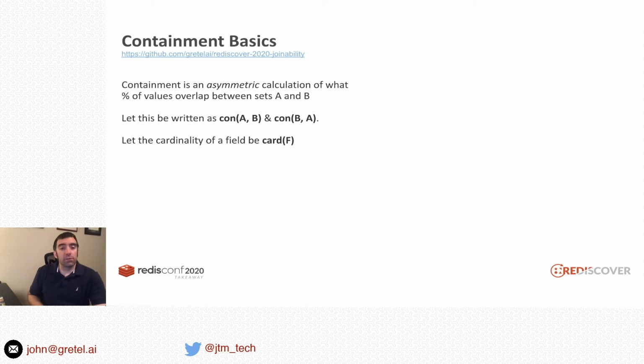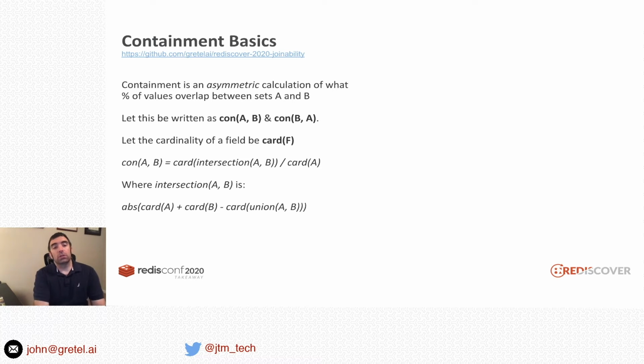And we'll let the cardinality of a field be defined as card(F). So the containment of A inside of B is defined as the cardinality of the intersection between the two sets divided by the cardinality of A. Now, if we were saying the containment of B inside of A, our numerator would be the same, but our denominator would be the cardinality of B. This yields a score between 0 and 1 that tells you what percentage of A is actually inside of B.